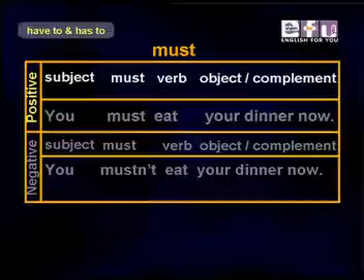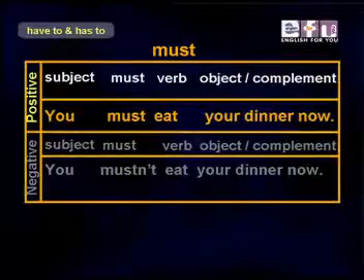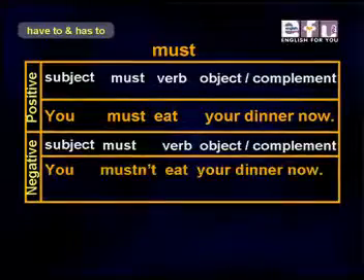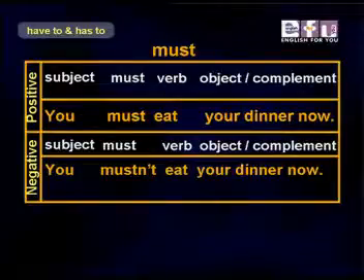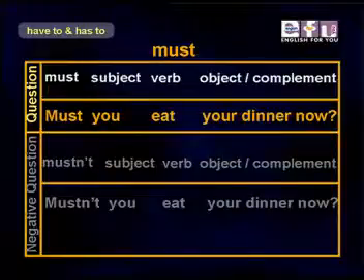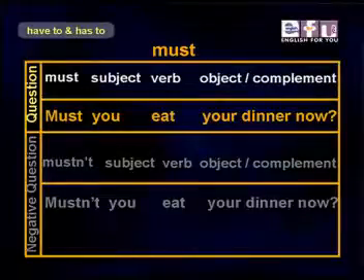First, let's look at must. In the positive form of must, we can say, you must eat your dinner now. So you can see in the positive, we start with the subject, then add must, then your verb, and then your object or complement. For the negative form, we can say, you mustn't eat your dinner now. So we start with the subject, then add must not or mustn't, then the verb, and then the object or complement. The question form is, must you eat your dinner now?